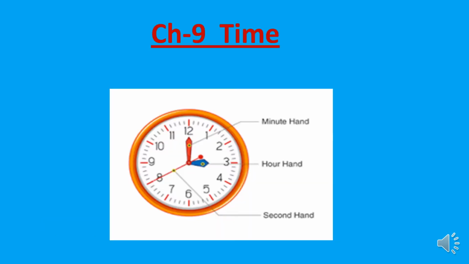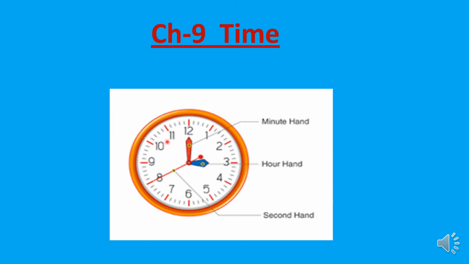Children, today we are going to learn a new chapter, chapter number 9, time. Children, what is this? This is a clock. We are using a clock to tell the time. What is this, children? The visible side of the clock is known as its face. Listen carefully. This is called the face.